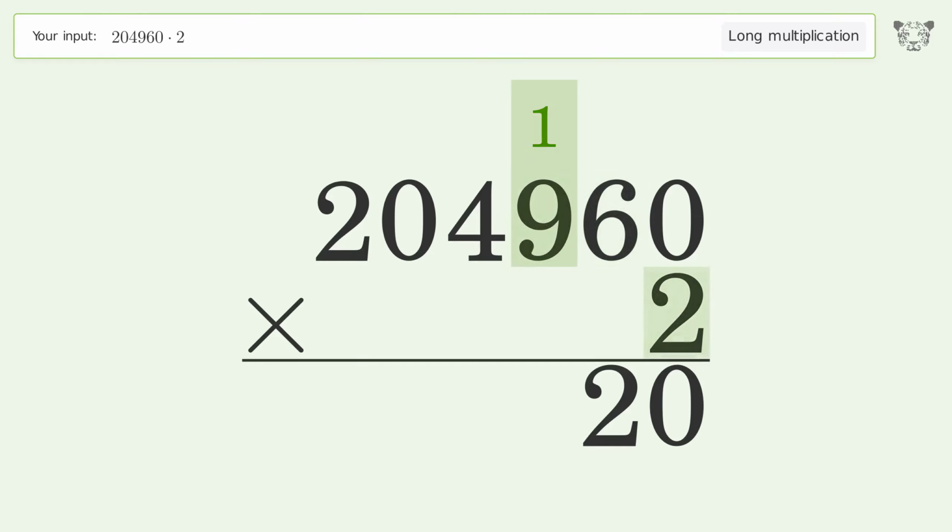1 plus 9 times 2 equals 19. Because the result is greater than 9, carry the 1 to the thousands place. 1 plus 4 times 2 equals 9.